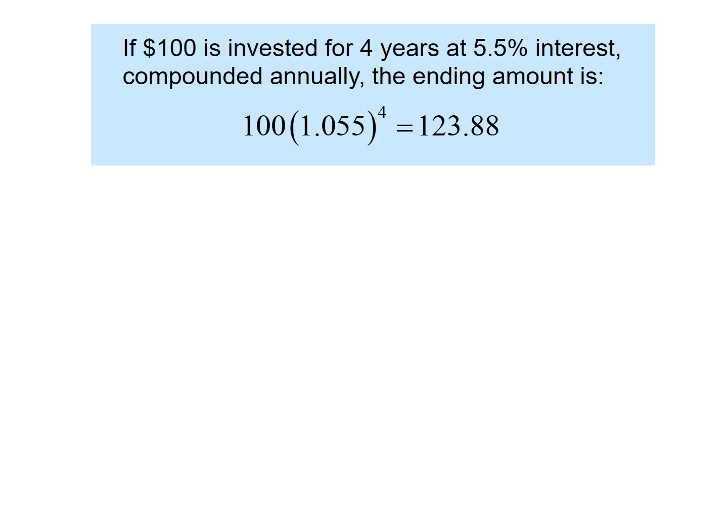So let's just take a look at how this works. If we have $100 invested for 4 years, 5.5% interest compounded annually. So thinking back to that formula from before, we have 1 plus 0.055 divided by 1, because our number of times compounded per year is 1. We plug that into the formula, we can crunch those numbers and get 123.88. So you started with $100. After 4 years, you had $123.88.